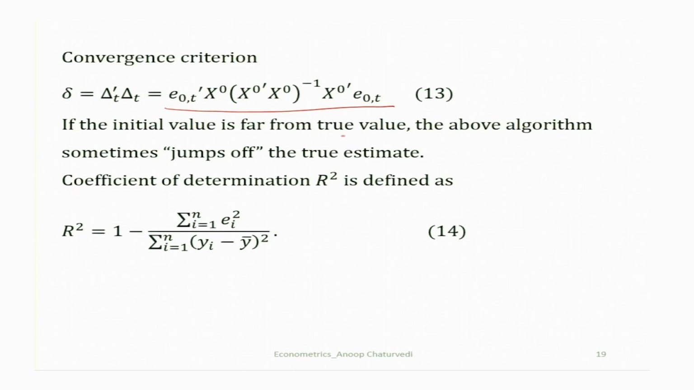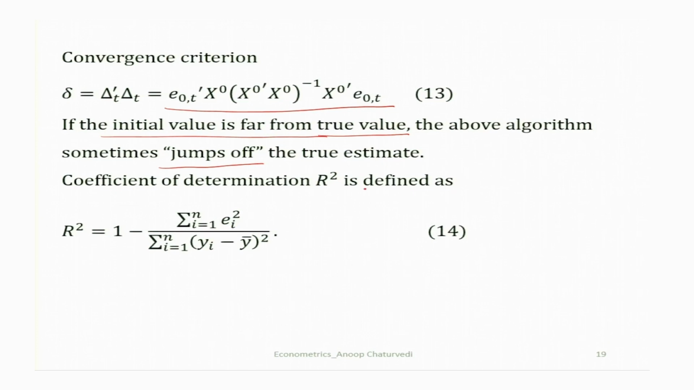and then if the initial value is far from the true value, then you face one problem. It may happen that this algorithm jumps off the true estimate. So, even after a large number of iterations, it does not converge. So, selection of the initial value is also very important, because if you select the initial value far from the true value, then you face this problem of jumping off, and in that case the algorithm or these iterations may not converge. So, if you face this kind of problem, then you must try some other initial value.